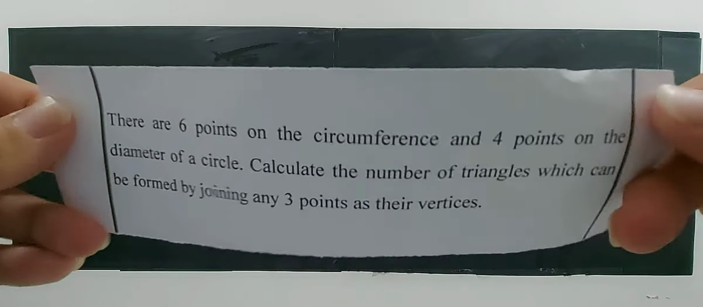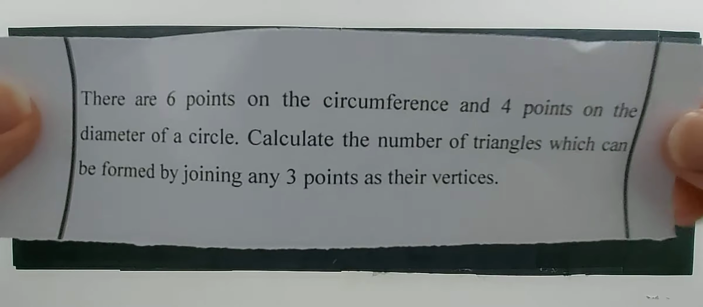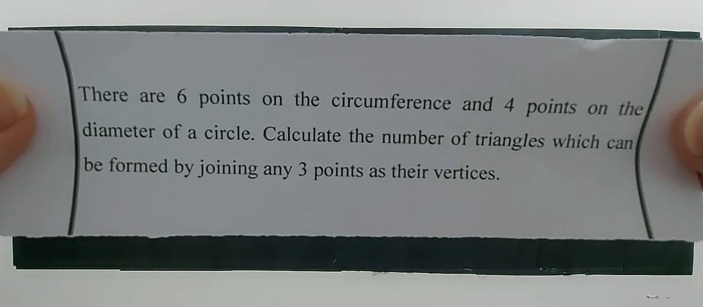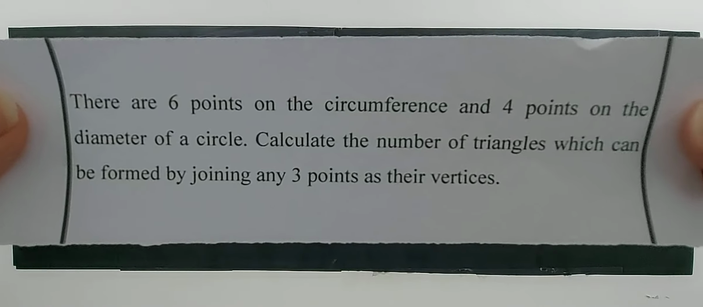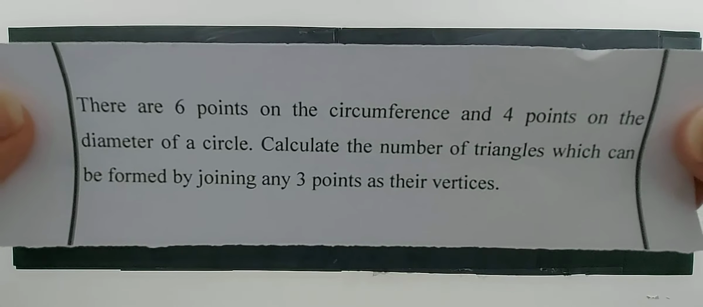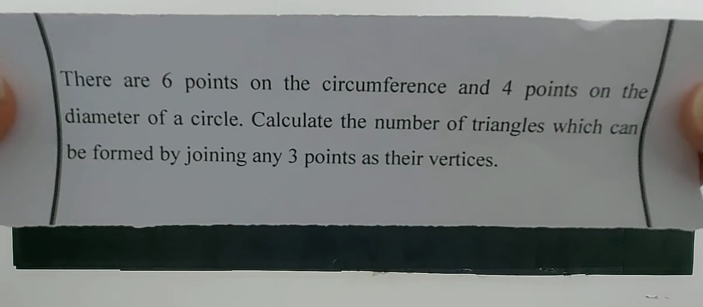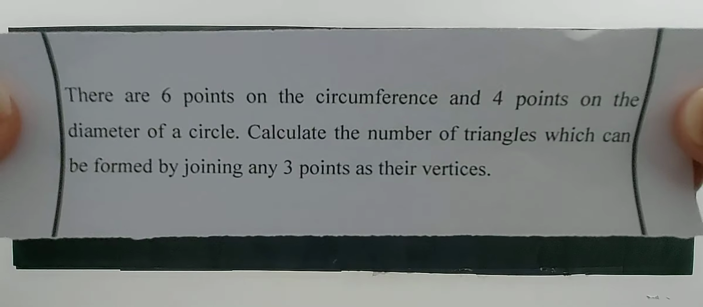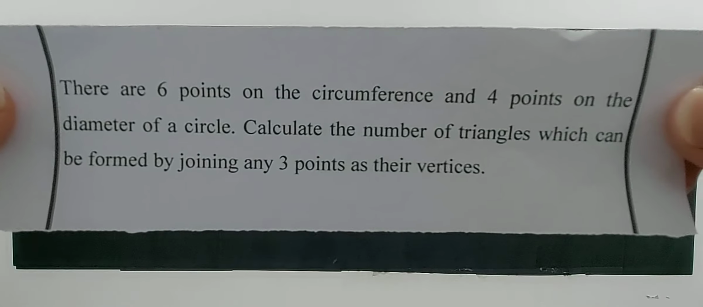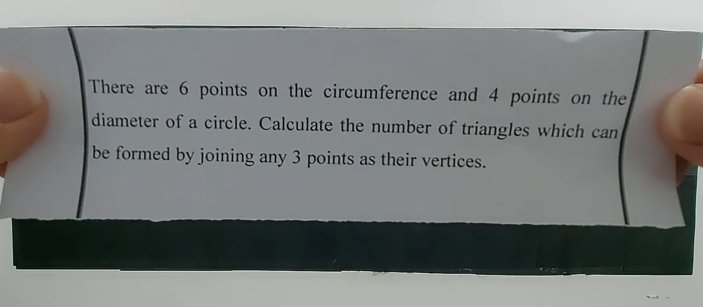Right, let's look at some applications of combinations in geometry problems. There are 6 points on the circumference and 4 points on the diameter of a circle. Calculate the number of triangles that can be formed by joining any 3 points as their vertices.